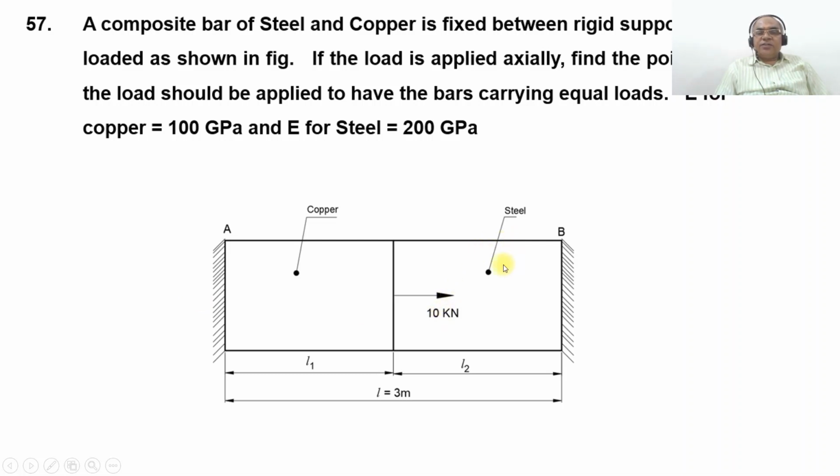When you are considering the steel rod, as the load is acting towards the right side, naturally this will be under compression because the end B is fixed. And then at the point B, you are going to have RB, which will be acting opposite to the applied load, that is, towards the left side. So that means the steel bar will be under compression, whereas the copper bar will be under tension.